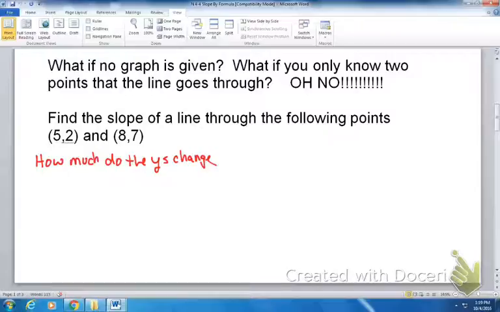Okay, we've done stuff like this before. My y values go from 2 to 7. Well, how do I get from 2 to 7? That's going to be 5. Then I do the same question. How much do the x's change?